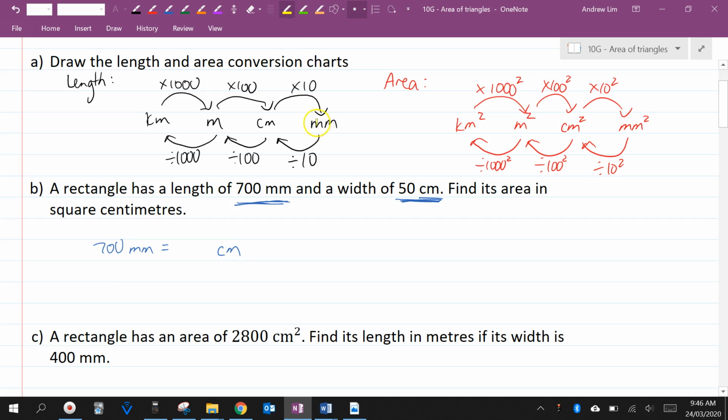Well, from millimeters to centimeters, we follow the arrow. We need to divide by 10. So all I'm going to do is divide 700 by 10 by moving the decimal to the left once. Gives me an answer of 70. Okay, so because we know that the area of a rectangle is length times width, and the length is 70 centimeters, and the width is 50 centimeters, we can now work out that the area is 3,500 square centimeters.